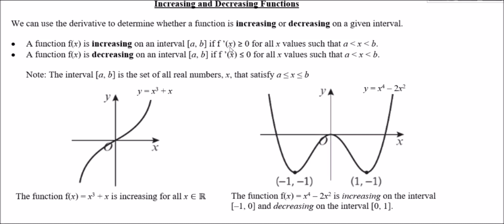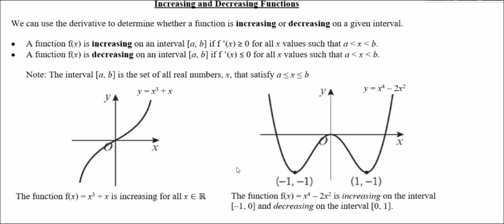Sorry, I keep getting this wrong. Where the gradient is more than or equal to 0 for all x values within this interval between a and b. And so it's increasing if between a and b the gradient is always non-negative. On the other hand, a function is decreasing on an interval, for example, between a and b, if the gradient function, if the derivative, is less than or equal to 0 for all x values within that interval.